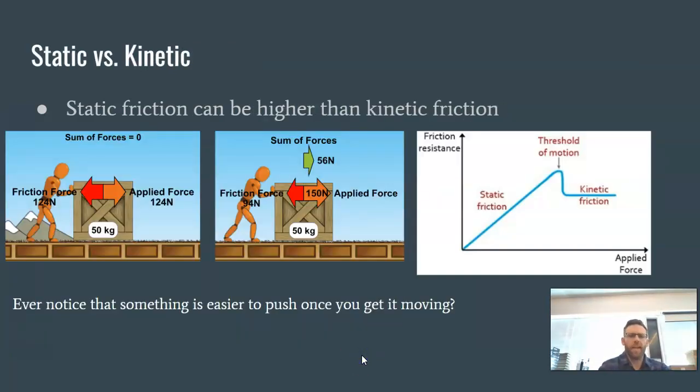When you look at static friction and kinetic friction, as you apply a force and the object doesn't move, then you're dealing with static friction. So when we look at this graph, if you apply a little force, you have some friction. You apply more force and you still have more friction, and the friction keeps increasing until it reaches a threshold, where you've applied enough force to get the object to move. After you reach that threshold, the force drops down and becomes a constant. No matter how hard you push, once you get it moving, the kinetic friction is going to be constant. So, if you ever notice that something is easier to push once you get it moving, that's exactly what we're dealing with here between static friction and kinetic friction.